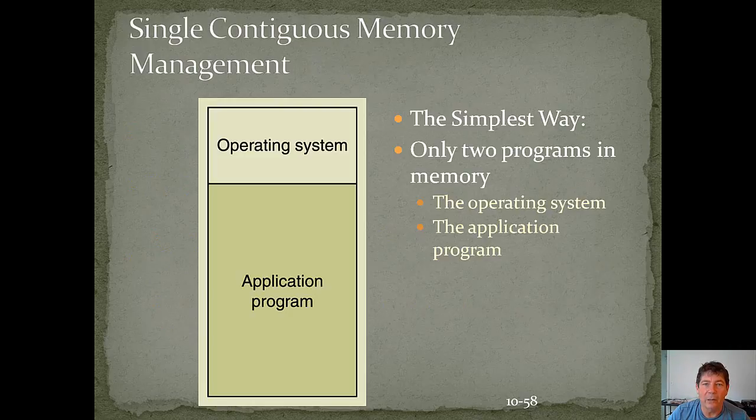So, single contiguous memory management. This is the simplest way. Only two programs in memory. The operating system would be first, and then the application program would come next. This would be a really easy, simple system. In fact, this is how it used to be. Way back in the DOS days, this is how it would have worked.